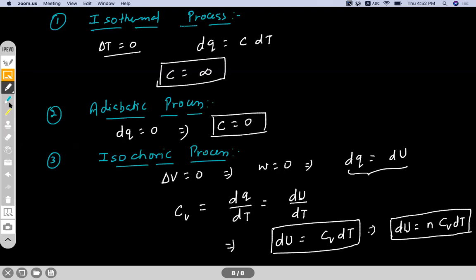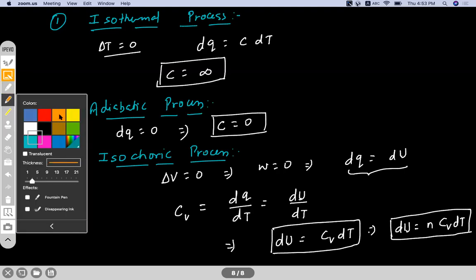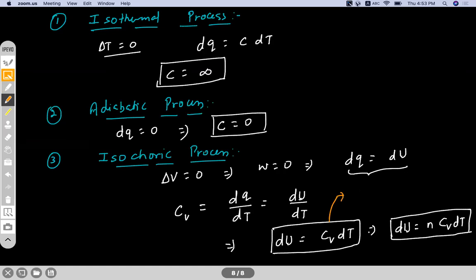Remember one thing here. I have written dU is equal to n CV dT, but this formula is valid for all processes, whether the volume is constant or not. We'll get back to this formula again when we talk about thermodynamic quantities like internal energy. Always remember, it's CV dT, but it does not mean it is valid only when the volume is constant. It is valid for all processes. How? We'll explain this later.